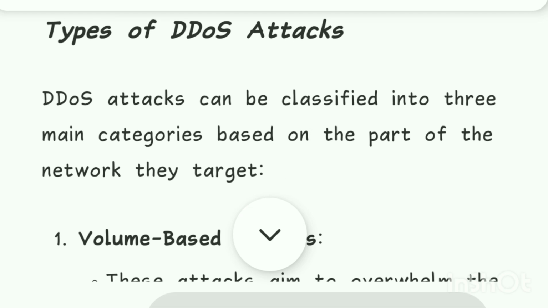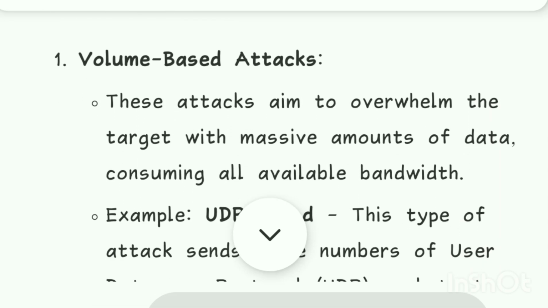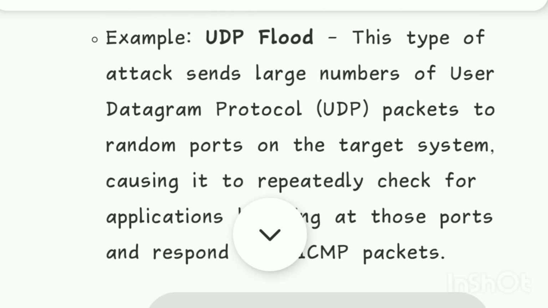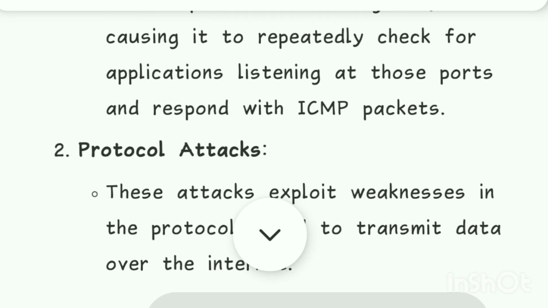Types of DDoS attacks. DDoS attacks can be classified into three main categories based on the part of the network they target. 1. Volume-based attacks. These attacks aim to overwhelm the target with massive amounts of data, consuming all available bandwidth. Example, UDP flood. This type of attack sends large numbers of User Datagram Protocol (UDP) packets to random ports on the target system, causing it to repeatedly check for applications listening at those ports and respond with ICMP packets.